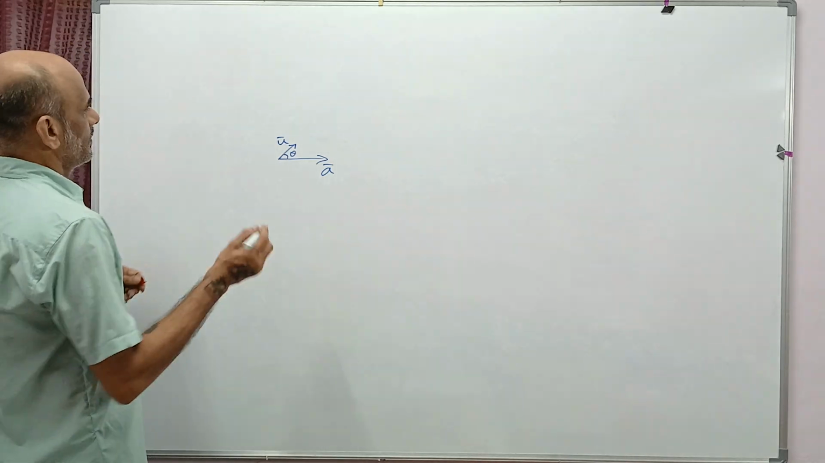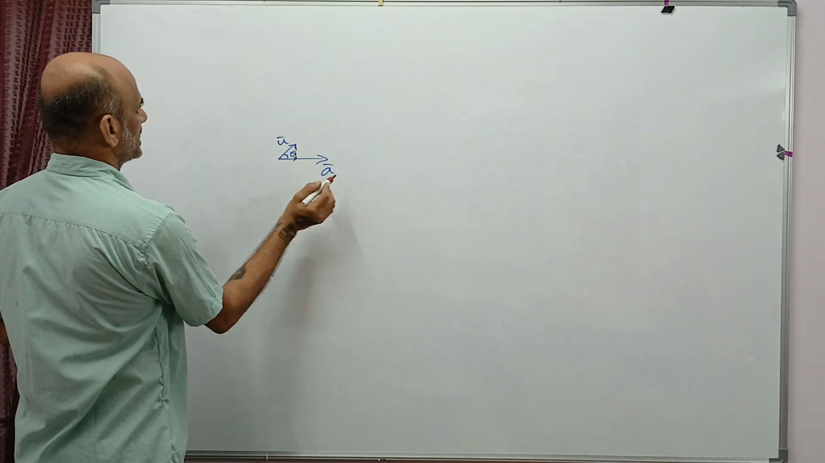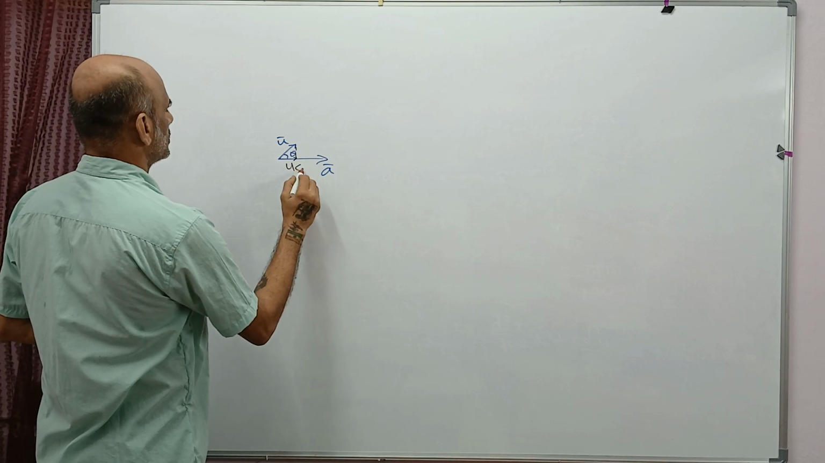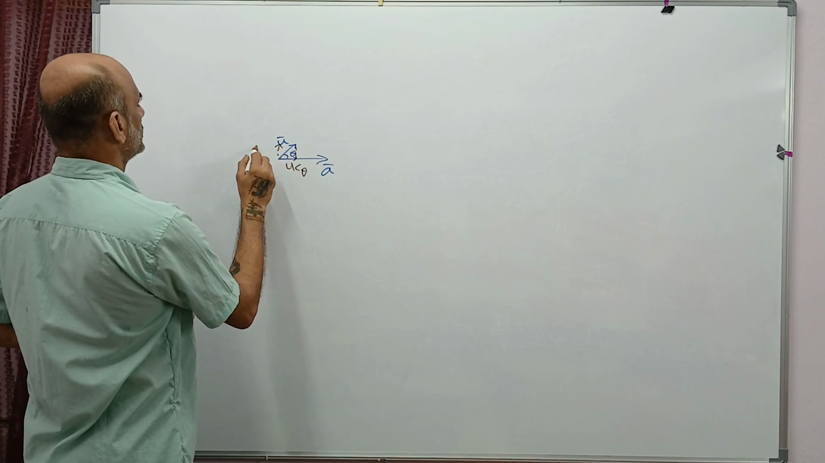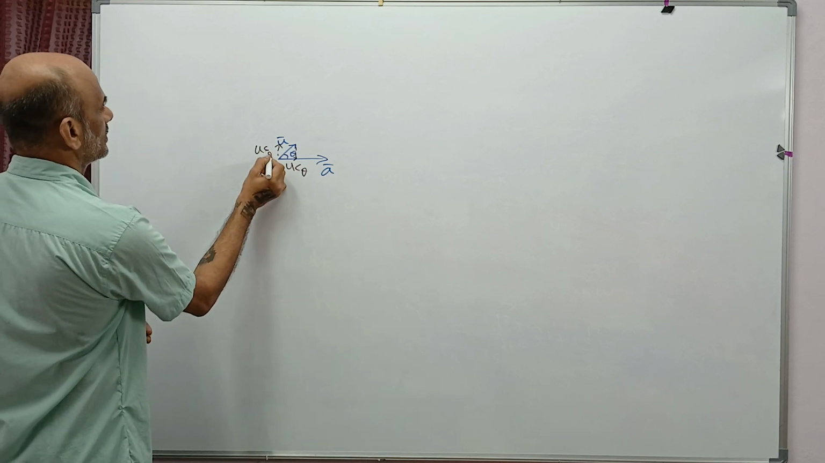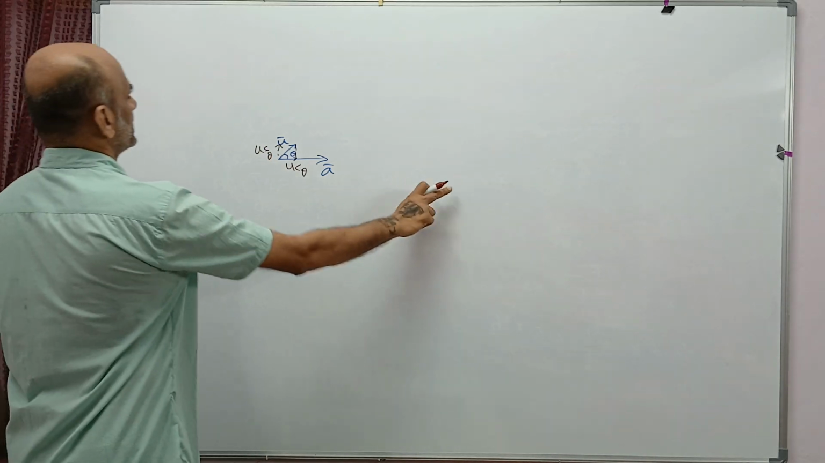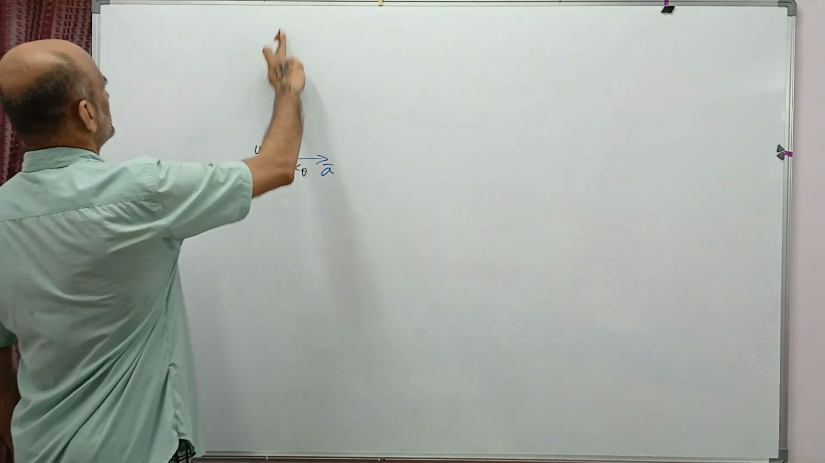So for this, you have to split the velocity into two components. One along the acceleration direction, that's u cos theta, and one in the other, perpendicular direction, u sin theta. So this u cos theta will get accelerated, will keep on increasing, and u sin theta will be a constant velocity motion.